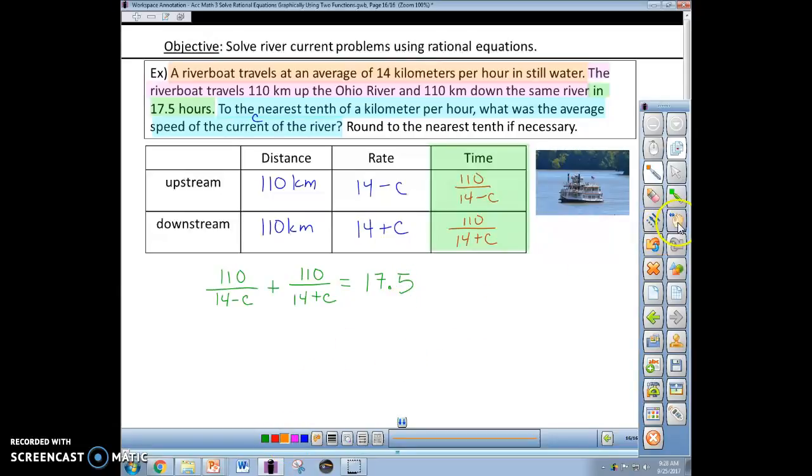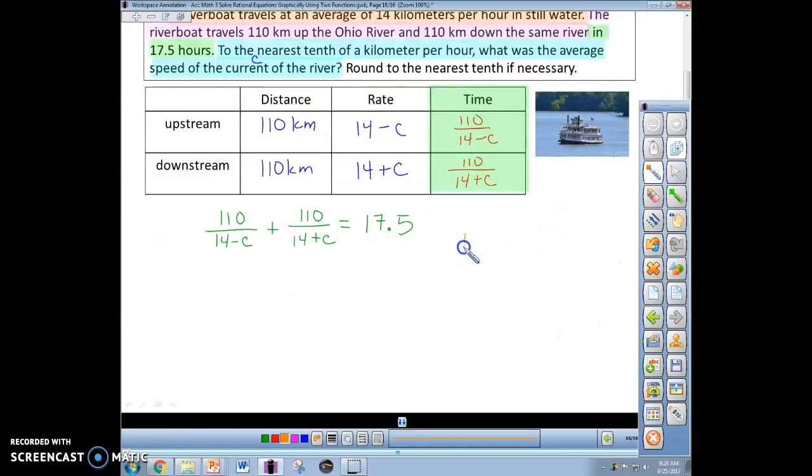Now we move into solving this. So again, we need our lowest common denominator, and our LCD would again be the product of our two denominator factors, 14 minus C and 14 plus C. Multiplying each of the three terms by that LCD would result in 110 times the factor of 14 plus C, plus 110 times the factor of 14 minus C, equals 17.5 times both factors of the LCD, 14 minus C times 14 plus C.